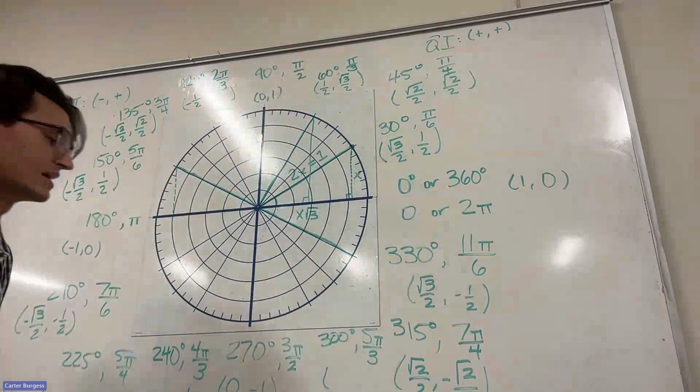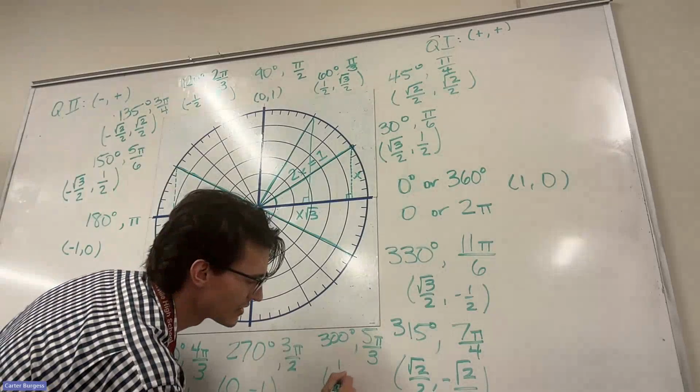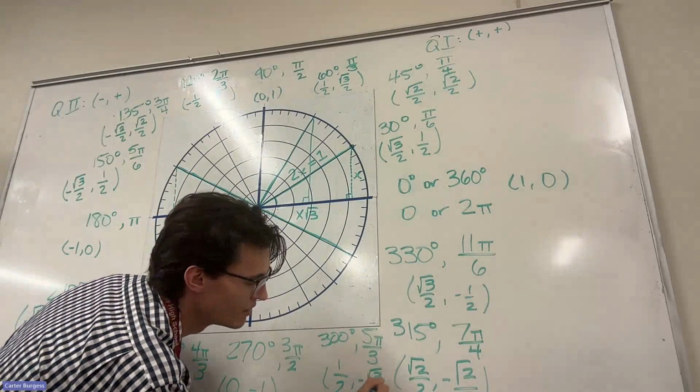And looking at pi over 3, exact same thing, positive x, negative y.